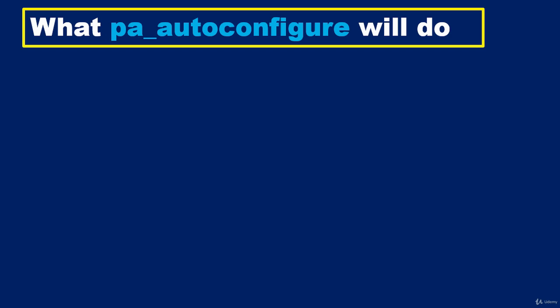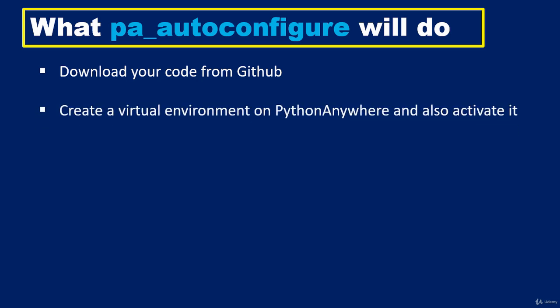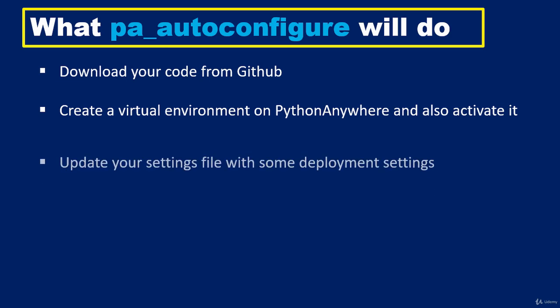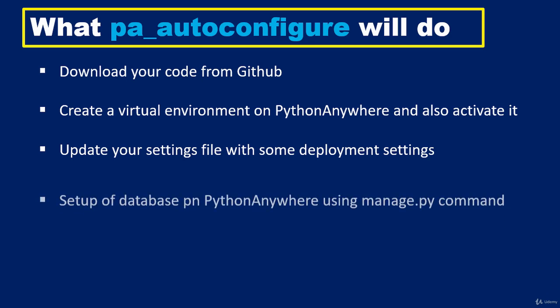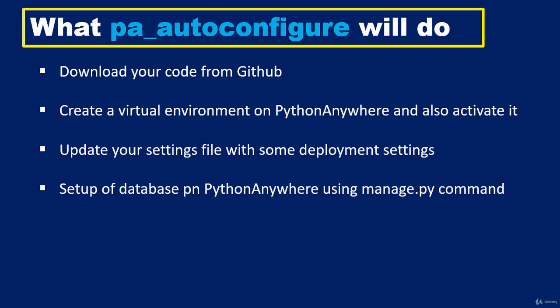It will download your code from GitHub. It will create a virtual environment on the Python Anywhere platform, just like the one you created on your computer. It will update your settings file with some deployment settings to make it easy to deploy on the internet. It will set up a database on Python Anywhere using the manage.py migrate command to migrate all your database and files over to Python Anywhere.